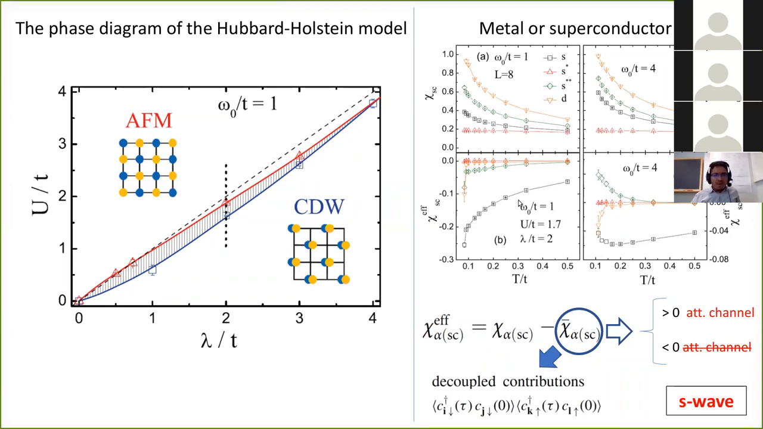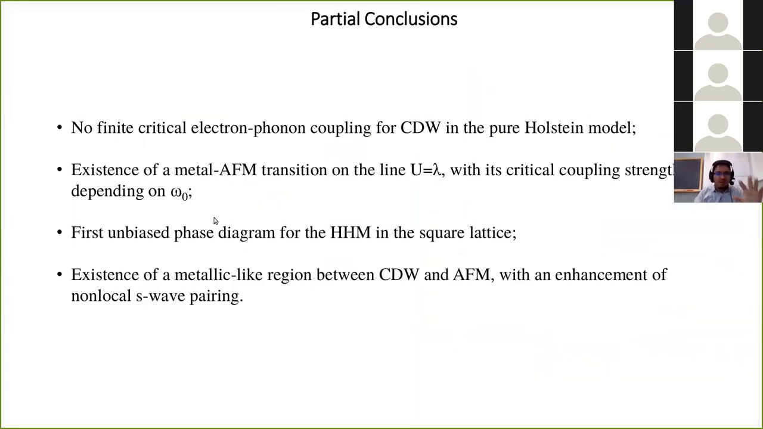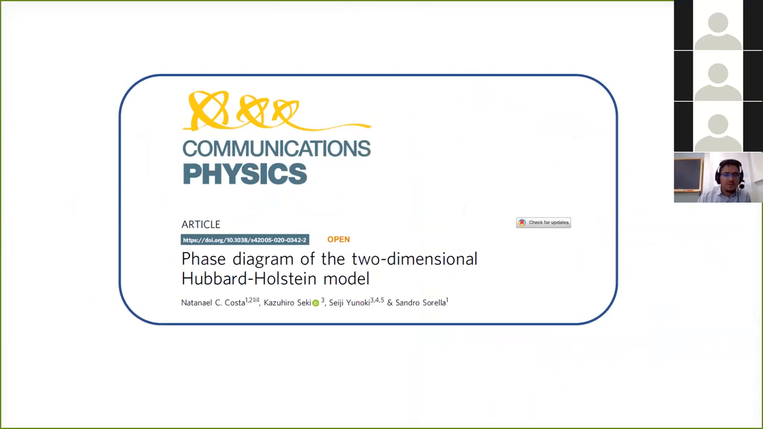So probably we could not go beyond this value of temperature because we have a sign problem. But if this has superconductivity, it should be S wave, not D wave, as some papers have suggested. Okay, so these are my partial conclusions. I will skip this, otherwise I don't have time to present what I have to show you.